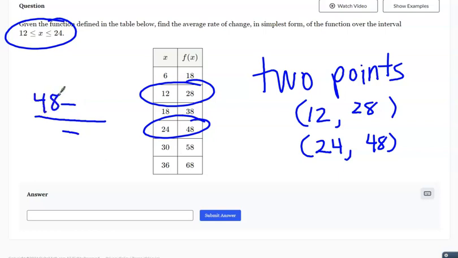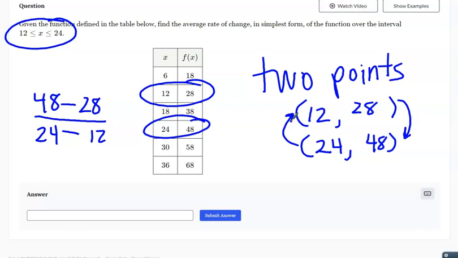Y minus y over x minus x. Be careful that you are using the same order. So if you subtract y2 from y1, then you must subtract x2 from x1. It's okay to reverse the order like this. That is okay. But you cannot reverse the order in different directions.